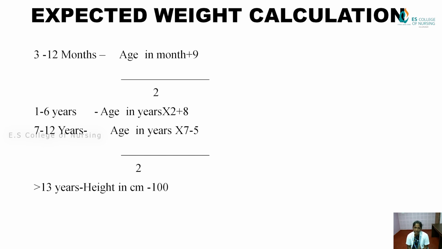When the baby reaches 1 year, we use the formula for 1 to 6 years: age in years into 2, plus 8.